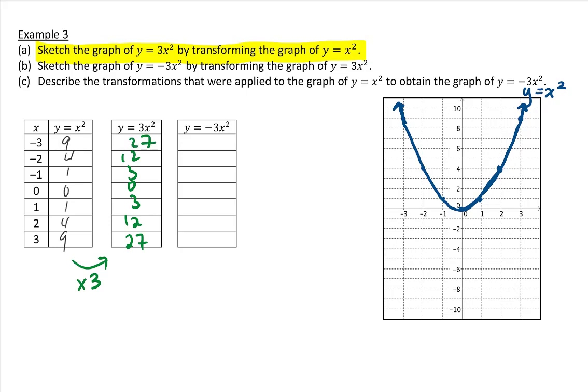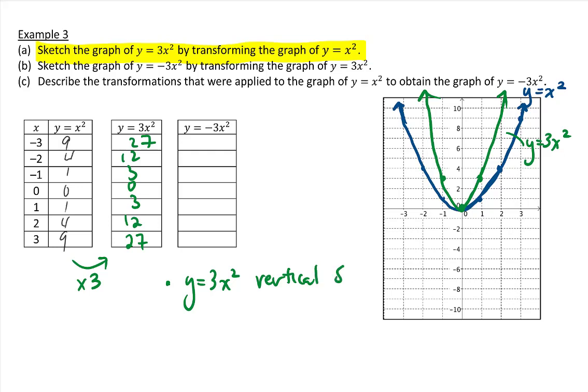And I graph what I can. So I can graph 3, no problem. 12 doesn't fit. That's okay. We just graph what we can. So there it is there. So the green graph, I'm going to put a little legend here, is y equals 3x squared. So y equals 3x squared is what we call a vertical stretch of y equals x squared by a factor of 3. So that would be the wording we would use.